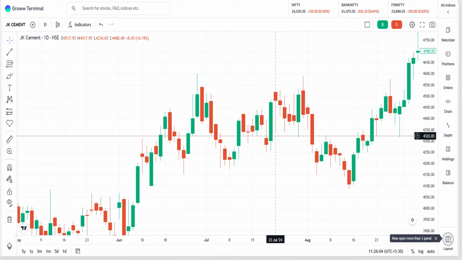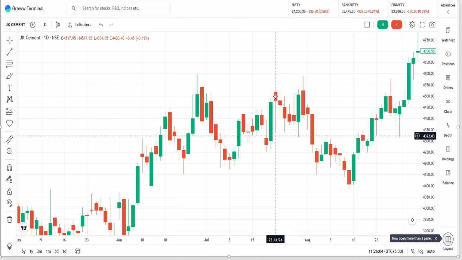I think in this example you can see this is one place, boom, there is a very long lower shadow, and then the market fell, but again it rebounded. The same thing you can see here. So technically you are not seeing a clear uptrend or downtrend.